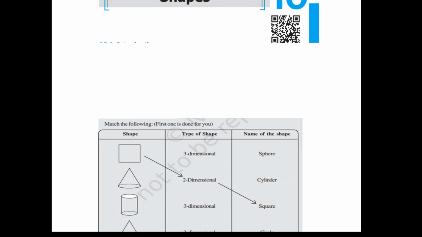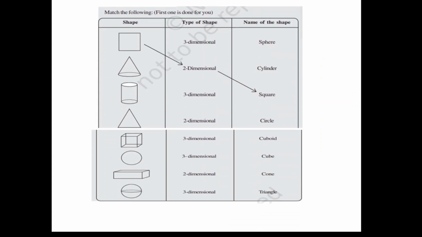Hi students, today we are going to discuss the chapter Visualizing Solid Shapes, 10th chapter. Okay, first of all we know there are two types of figures in mathematics, that is two-dimensional and three-dimensional. Three-dimensional solids and two-dimensional figures.